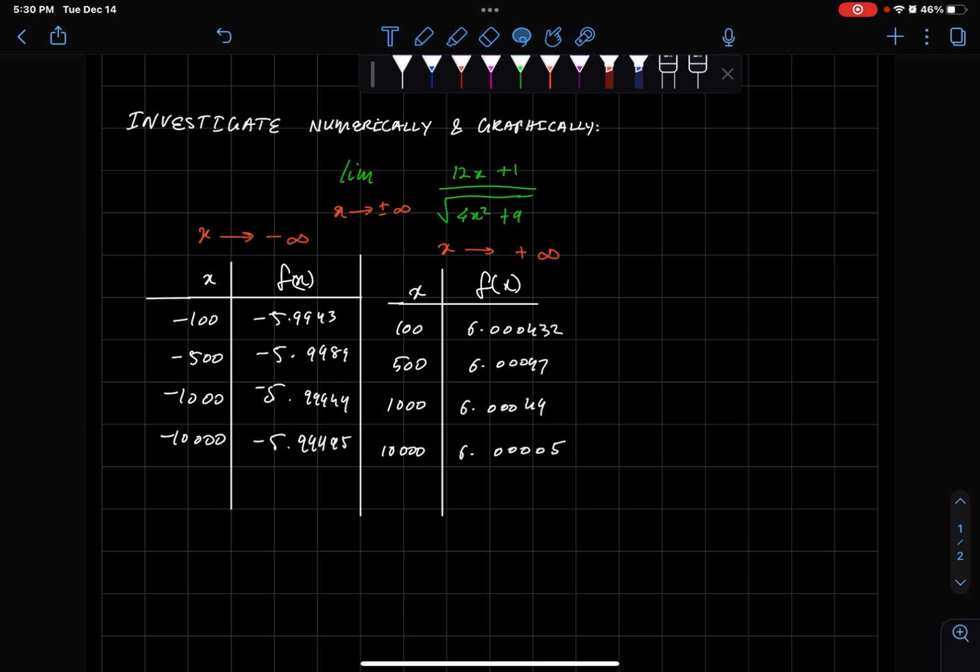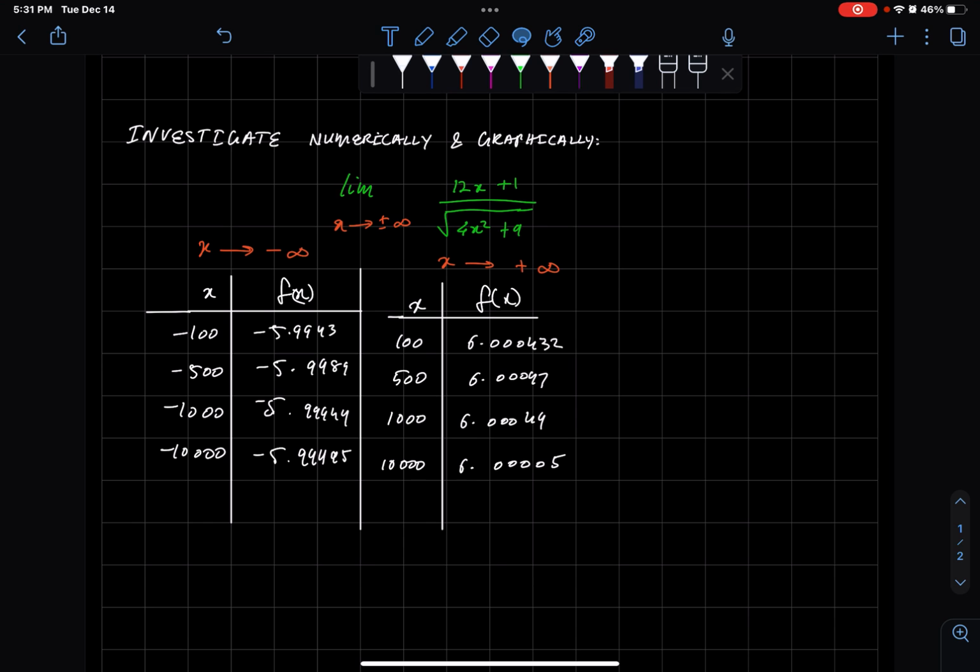And you can see as x approaches negative infinity, that just means I'm plugging in smaller and smaller values of x, right? Negative is smaller. And as I plug in smaller and smaller values of x, I'm getting closer and closer to -6, right? And similarly, as I plug in bigger and bigger values of x, I'm getting closer and closer to +6. All right, so that's all that means.